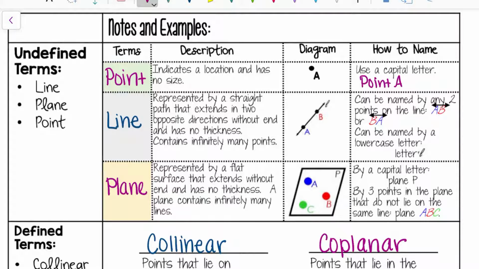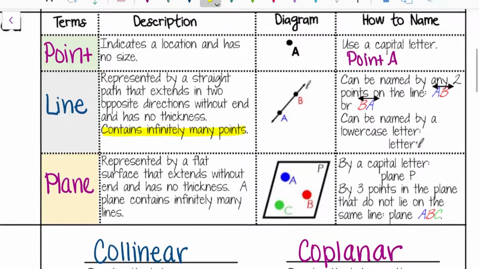A. A line is a straight path that extends in opposite directions, in two different directions. It has no end, it goes on to infinity, it also has no thickness, and it contains infinitely many points. There are a couple different ways to name a line. The first way is you pick 2 points that are on the line, for example here, AB, and you draw a line over it. The letters could be reversed as well. You could call it line BA. Another way to name this is there is a small lowercase letter at the end of the line, and you can call this line L.